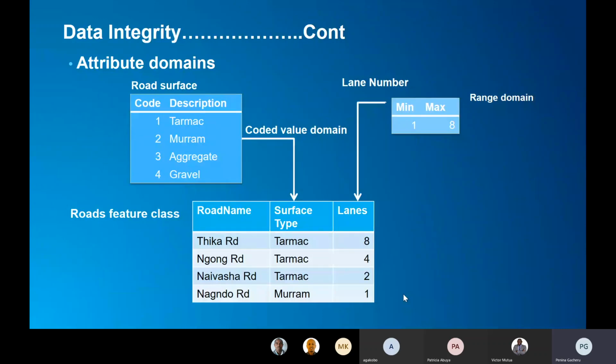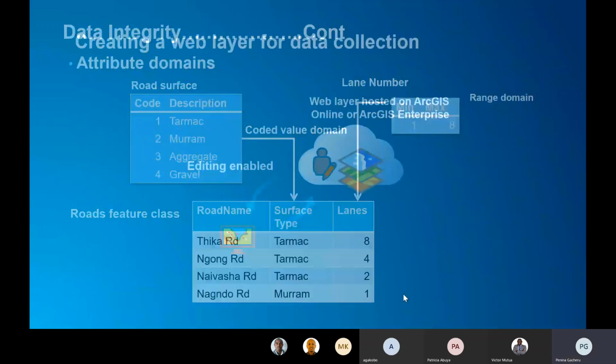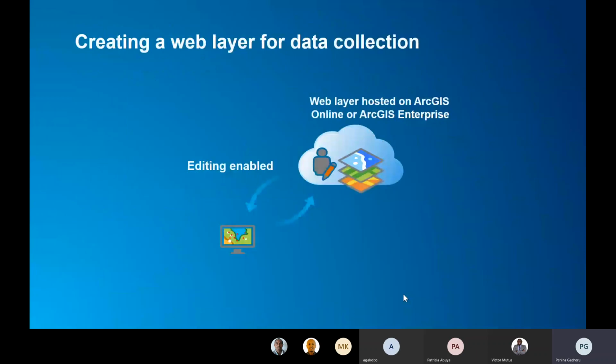So those are the two ways where you can safeguard the integrity of your data. And this is applied while you are still creating your web layer, or you're creating your template from ArcGIS Desktop. Once you have created your web layer and you've applied the domains and the subtypes, you've enabled editing. So you just need to publish it into ArcGIS Online or ArcGIS Enterprise. In this case, when I talk of ArcGIS Enterprise, I mean specifically Portal for ArcGIS. Once it is hosted there, you're now able to create a web app which will be used by the field operations people.